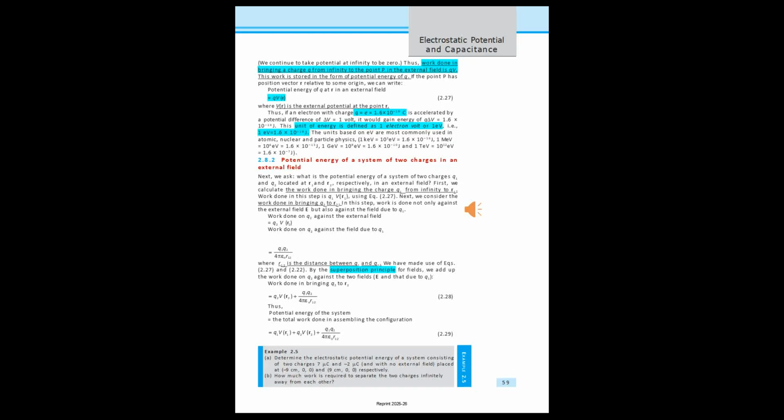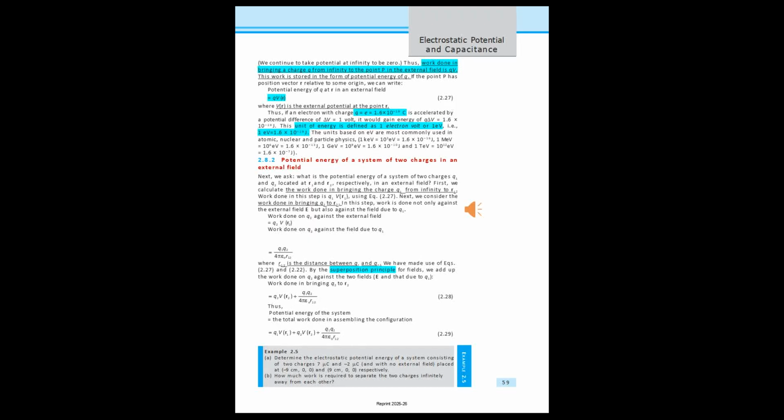The units based on electron volt are most commonly used in atomic, nuclear and particle physics, where 1 kilo electron volt is equal to 10 power 3 electron volt, that is equal to 1.6 times 10 power minus 16 joule. And 1 million electron volt is equal to 10 power 6 electron volt, that is equal to 1.6 times 10 power minus 13 joule. And 1 giga electron volt is given by 10 power 9 electron volt, that is given by 1.6 times 10 power minus 10 joule. And 1 tera electron volt, that is given by 10 power 12 electron volt, that is equal to 1.6 times 10 power minus 7 joule.